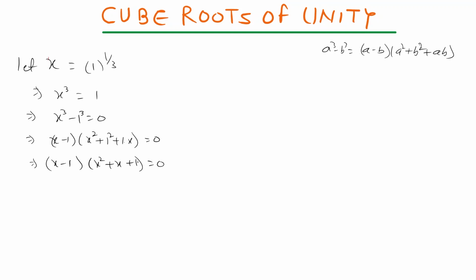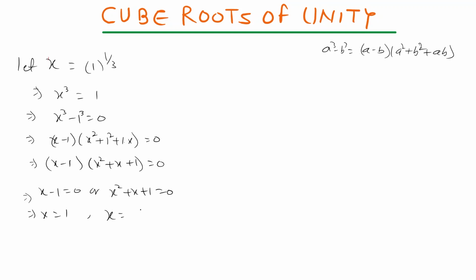Now see, this is a product equal to 0. The product of two factors is 0. The first factor is x minus 1 and the second factor is x square plus x plus 1. So we can equate x minus 1 equal to 0 or x square plus x plus 1 equal to 0. So x is equal to 1 here, or here we have to apply the quadratic formula.